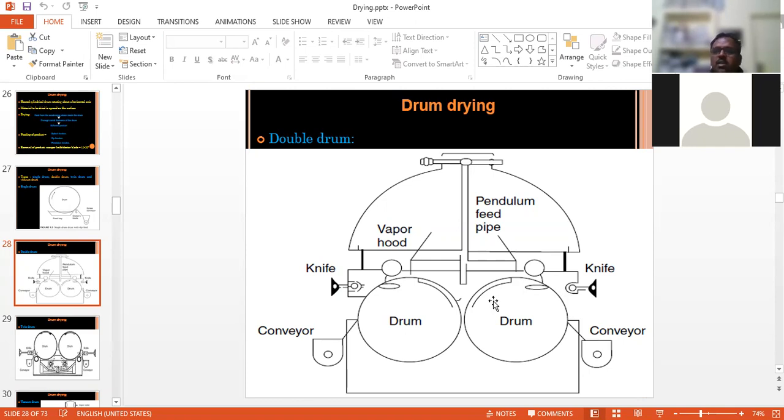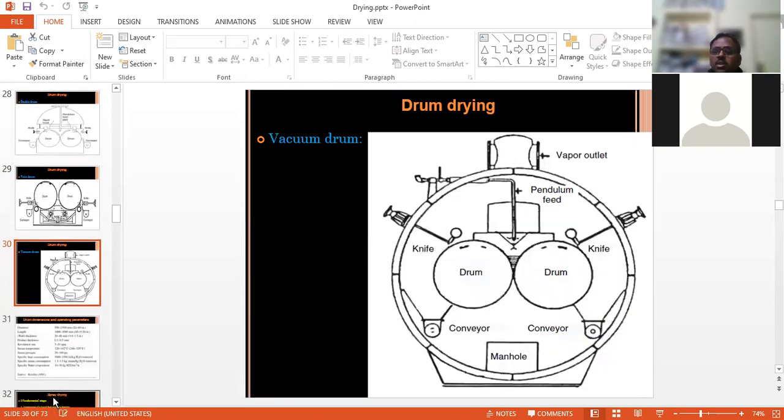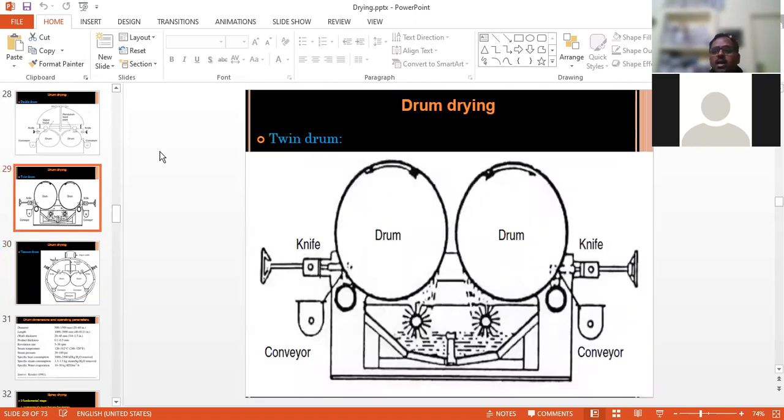When we complete almost 3/4 of the rotation, the milk becomes dried in the form of a sheet, and it is scraped off by the doctor's blade. So these things are drum drying. You can see here the drum drying.